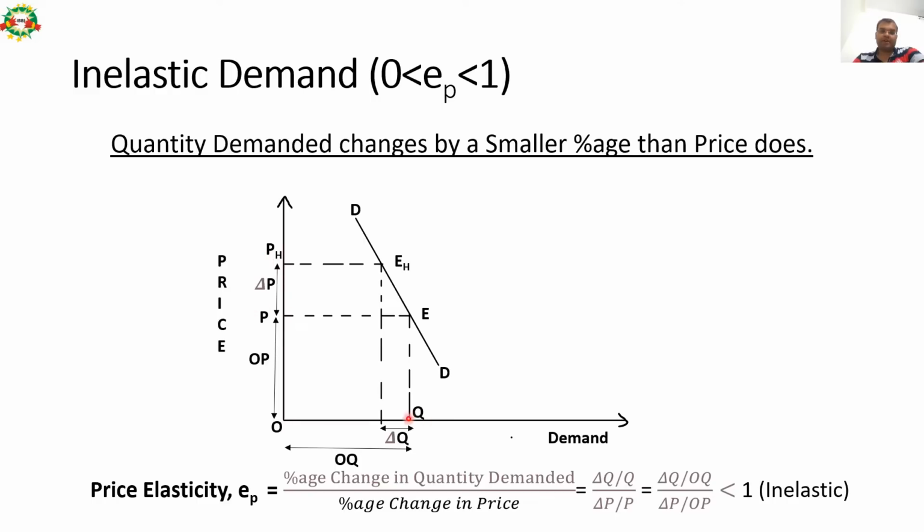So the percentage change in quantity demanded is less vis-a-vis the percentage change in price. So here you can say EP will remain more than 0, positive, but less than 1. This is called inelastic demand.